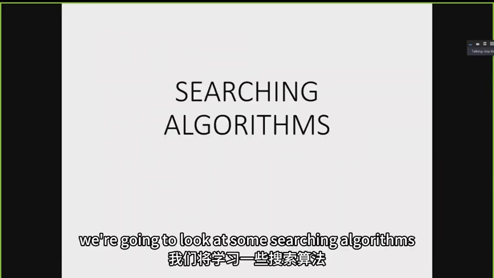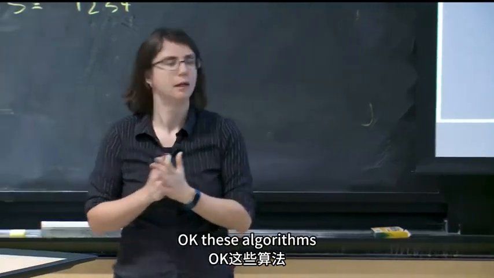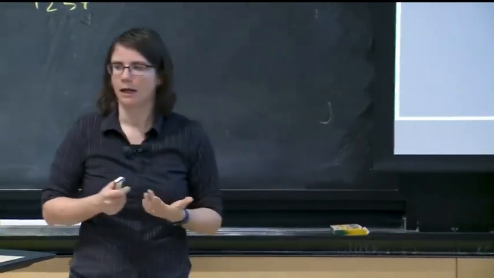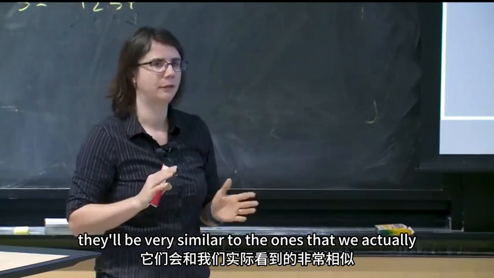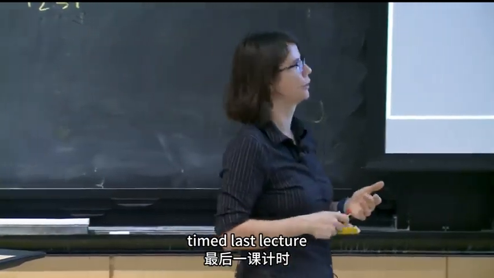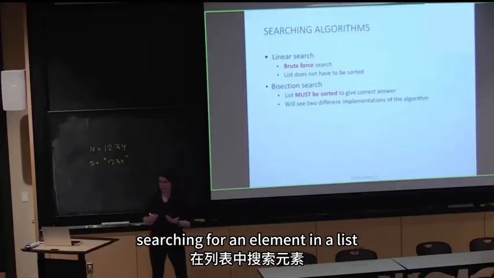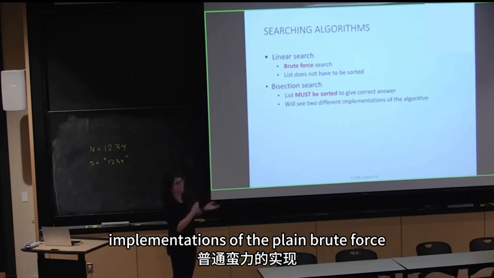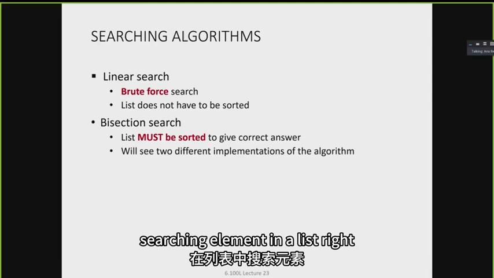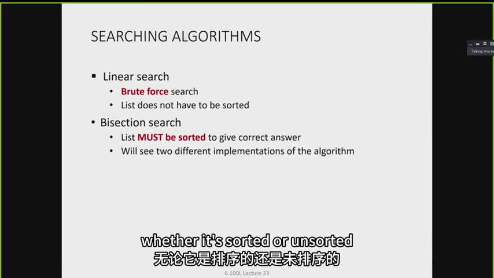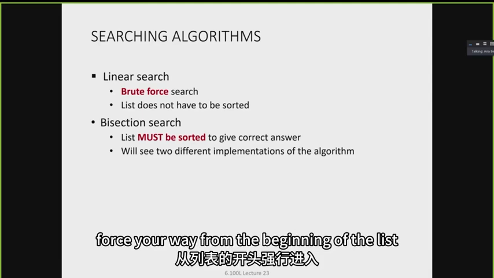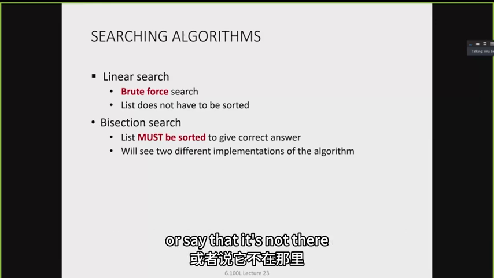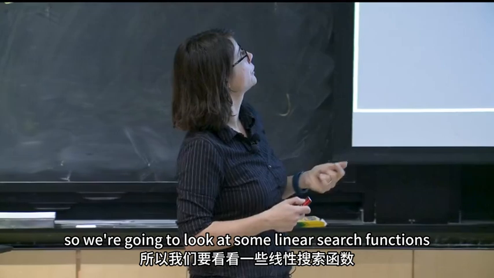Okay, so next we're going to look at some searching algorithms. We're going to see a bunch of different codes that implement searching. These will be very similar to the ones that we actually timed last lecture. So we're going to look at searching for an element in a list. We're going to look at different implementations of the plain brute force search for an element in a list, whether it's sorted or unsorted. As long as you just brute force your way from the beginning of the list to the end, you'll be able to find the element you're looking for or say that it's not there. So we're going to look at some linear search functions.